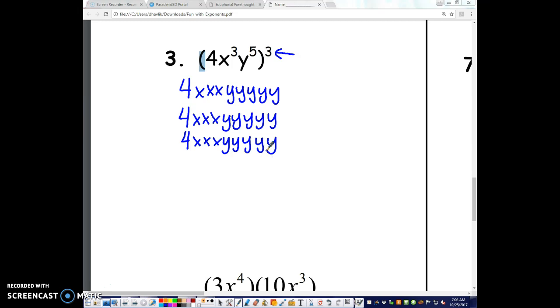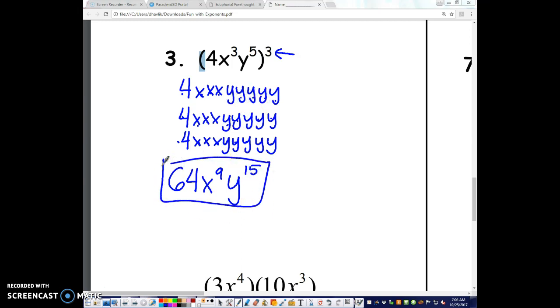Okay? So what's 4 times 4 times 4? Type that in your calculator. 64. How many x's do we have? 1, 2, 3, 4, 5, 6, 7, 8, 9. And how many y's do we have? 1, 2, 3, 4, 5, 6, 7, 8, 9, 10, 11, 12, 13, 14, 15.